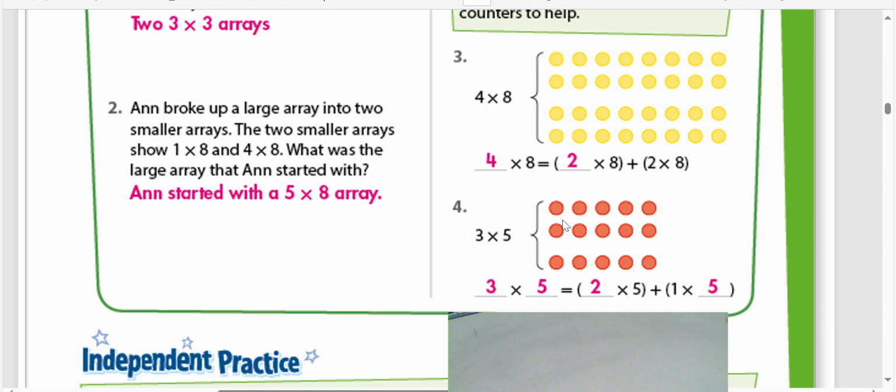Each row contains 5 elements. Here 2 times 5 and here 1 times 5, because 3 equals 2 plus 1. So it is 2 plus 1 times 5. We can use the distributive property to find the result: 2 times 5, and then 1 times 5.